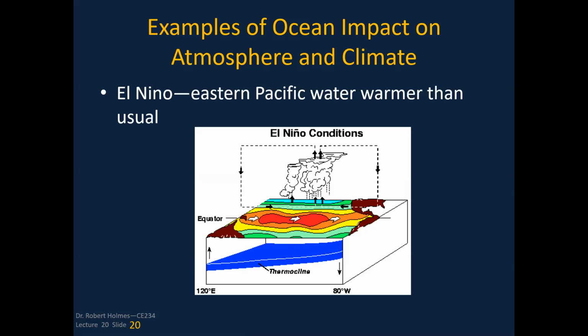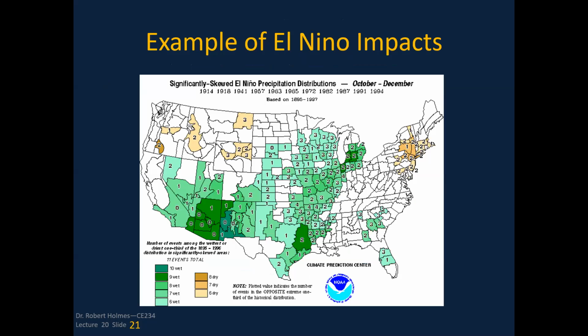If we look at the examples of ocean impact on atmosphere and climate, I'm sure most of you have heard of El Nino, which is basically Eastern Pacific water off of the coast of the United States. When it's in a warmer than usual pattern, we get what's called an El Nino cycle. And that has different influences depending on where you're at.